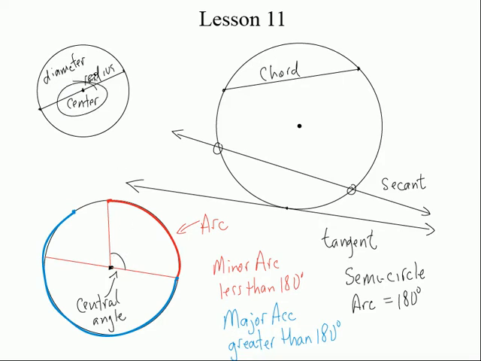Center of the circle, right? So if the vertex of this angle right here is at the center of the circle, I call it a central angle. With me? Right? Come on now. So this is a central angle.